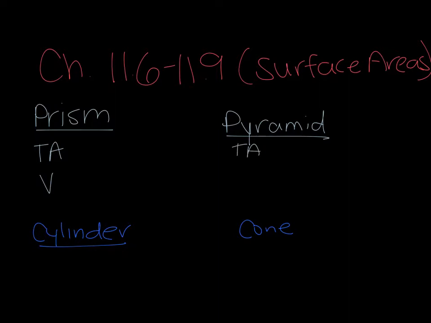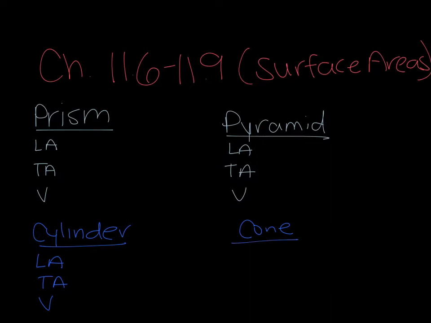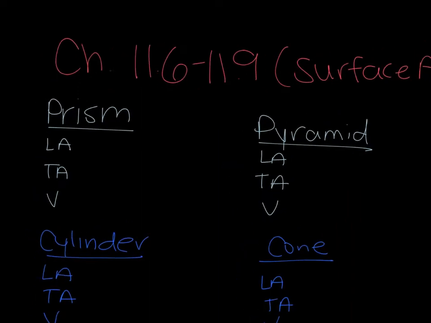And actually I'll add in here lateral area. Some of them you'll need to know, some of them will go straight to total area, but we'll add it in here anyways. Lateral area, total area, and volume. These should all be on the little cheat sheet that we made, but every time you write it, it helps you remember it. So it's a good idea to rewrite these out one final time.